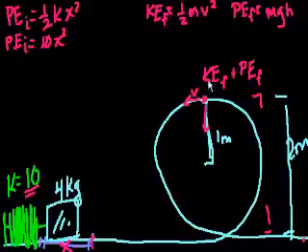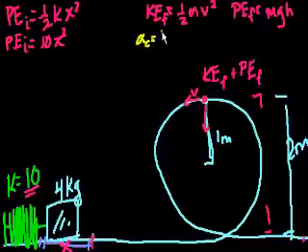Anyway, so let's figure out the kinetic energy at this point. So what does the velocity have to be? Well, we have to figure out what the centripetal acceleration is. And then given that, we can figure out the velocity, because we know that the centripetal acceleration, it has to be the velocity squared over the radius, right?